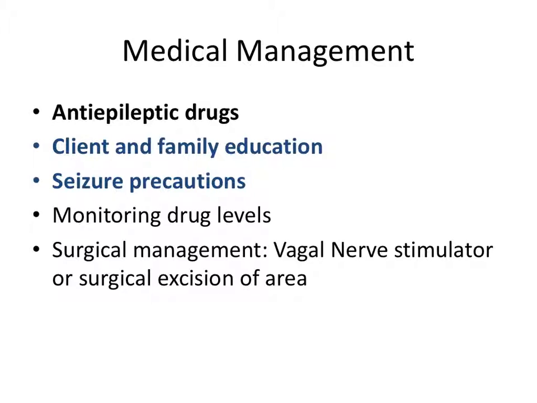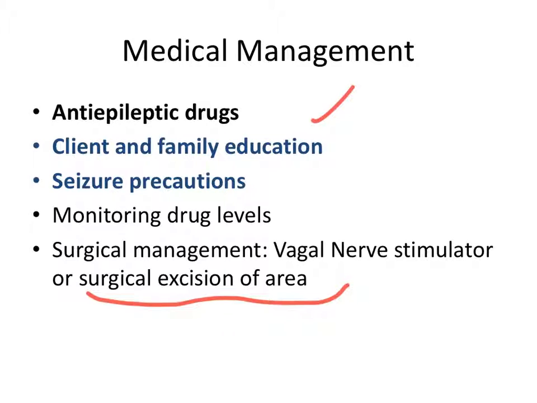Remember, we talked about that it could be a particular area of the brain that's causing the problems, especially if a person is going into status epilepticus. So that area of the brain, if all of these things did not work, then surgical excision of the brain is something that could be done.